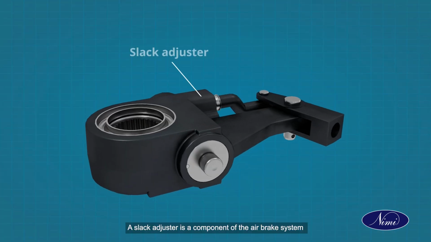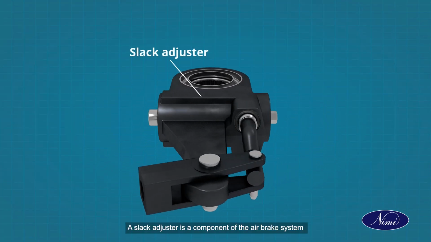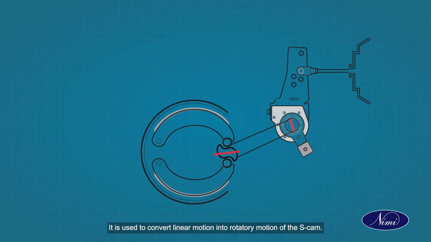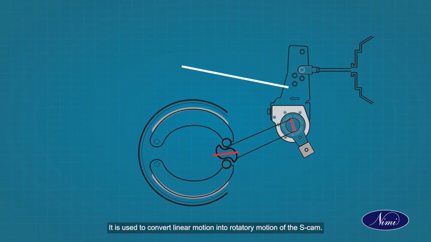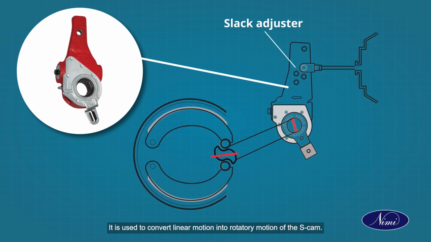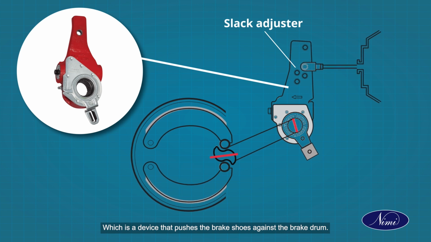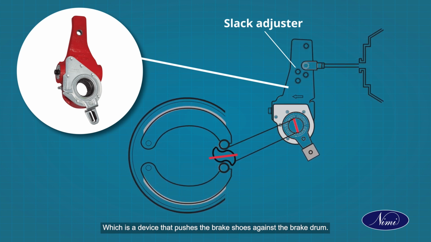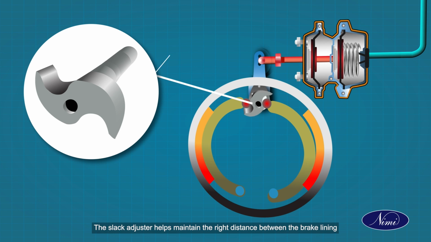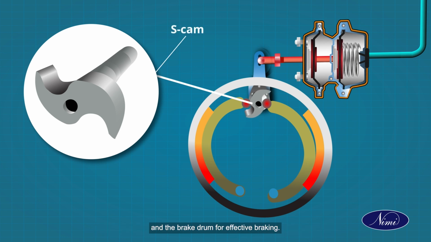A slack adjuster is a component of the air brake system that adjusts brakes as necessary when the vehicle is in operation. It is used to convert linear motion into rotary motion of the S-cam, which is a device that pushes the brake shoes against the brake drum. The slack adjuster helps maintain the right distance between the brake lining and the brake drum for effective braking.